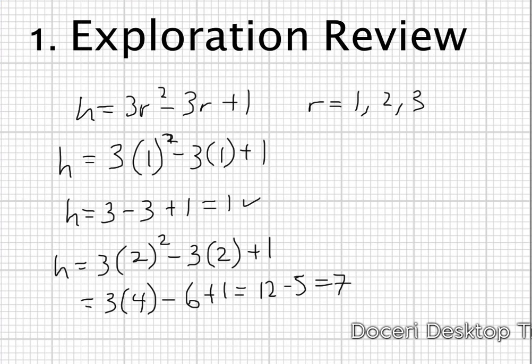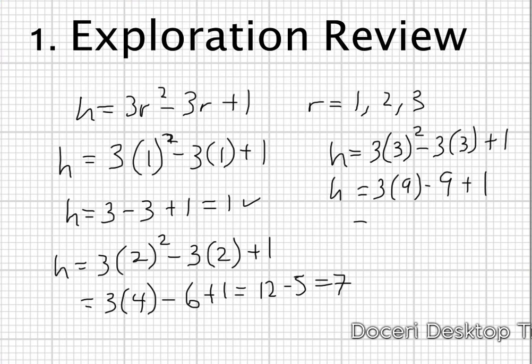If I substitute in 3 for r, I've got 3 times 3 squared minus 3 times 3 plus 1. So this gives me h equal to 3 times 9 minus 9 plus 1. So my h is equal to 27 minus 9 plus 1, which is 19, which is what we want. So we know that it checks out for all three.